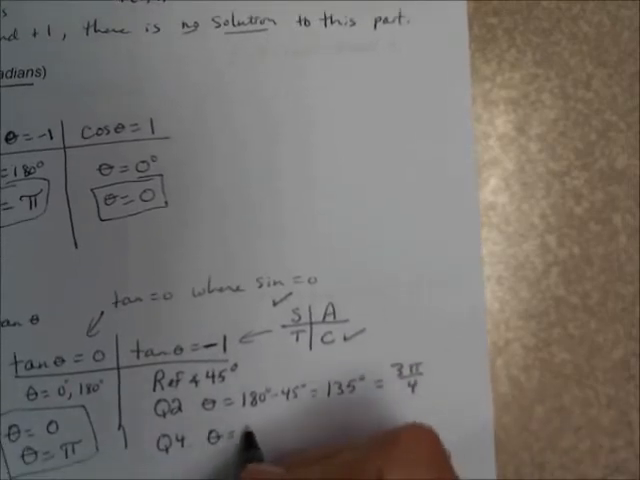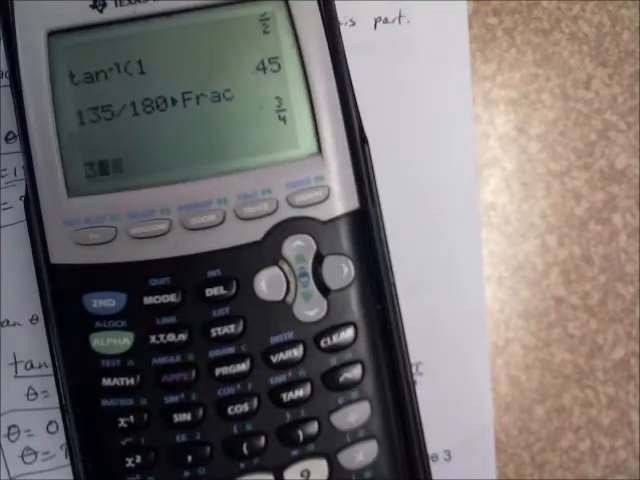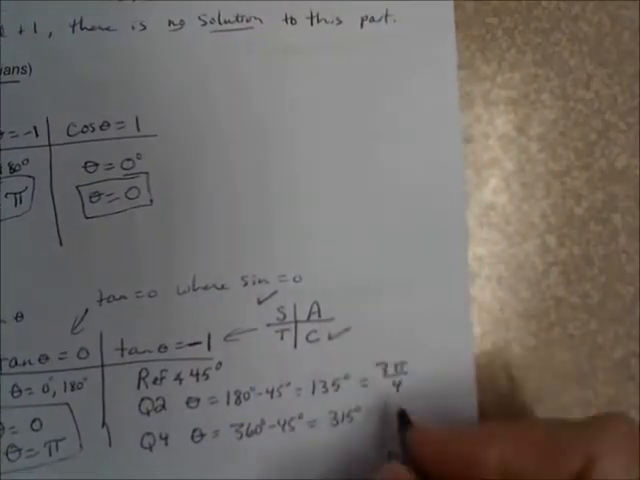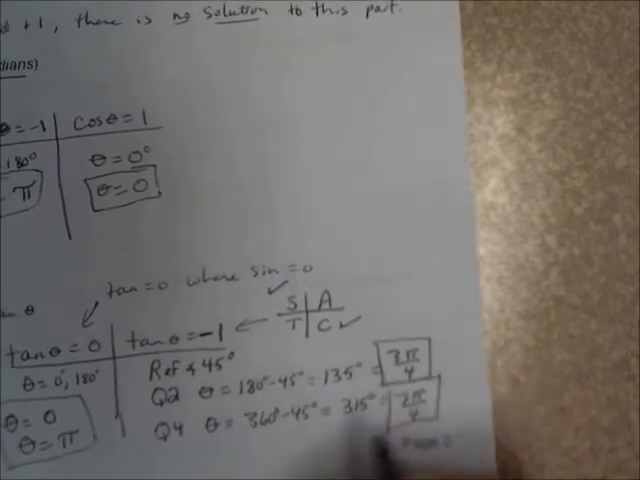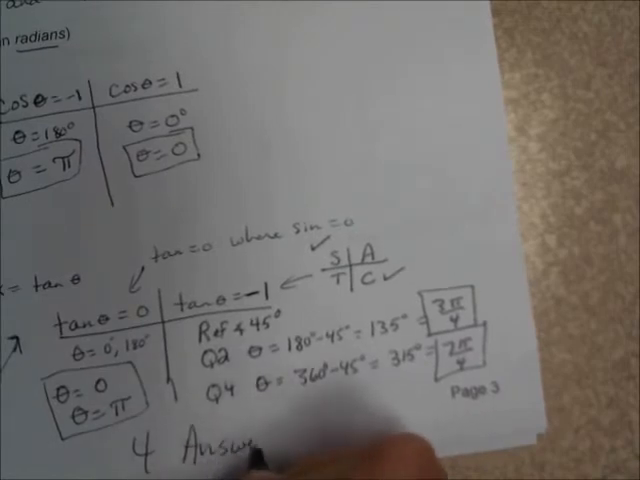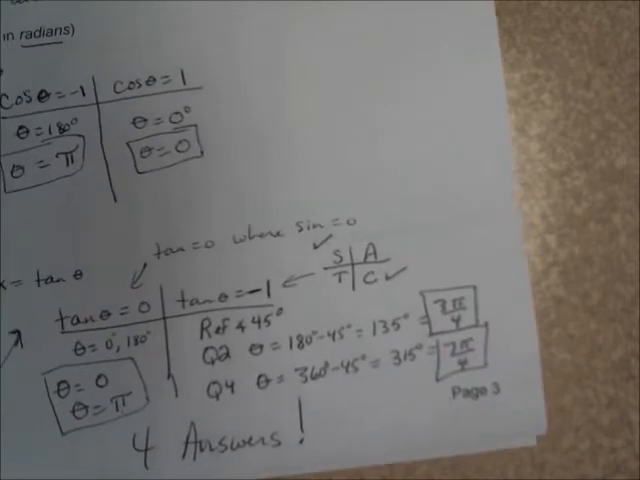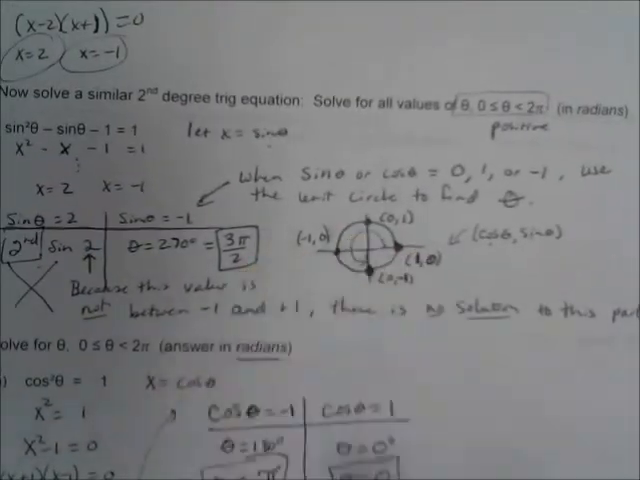And in quadrant 4, you do 360 minus the reference angle, which gives you 315. And if you do 315 divided by 180, math frac, you get 7/4, so it's 7 pi over 4. So we have 4 answers to this problem. We have 0, pi, 3 pi over 4, and 7 pi over 4. So yes, sometimes you have just 2 answers. Sometimes you just have 1 answer. Sometimes you have 4 answers. It just depends on the problem.